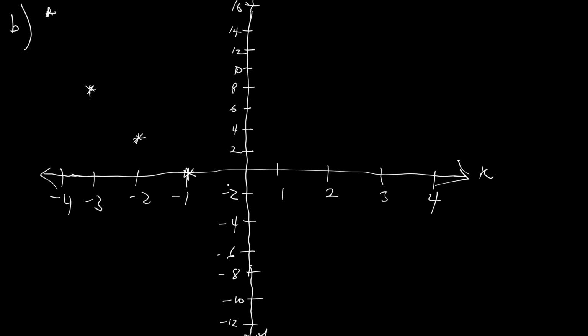Then 0, -1 will be here. Then we have 1, 0 will be here. Then 2, 3. Then 3, 8. Then finally we have 4, 15. So we can connect the points to get a curve. After joining the points, our curve should look like this. Now moving on to C.